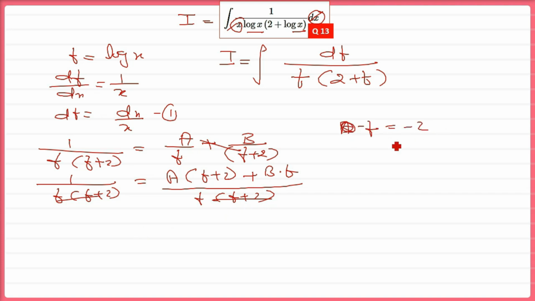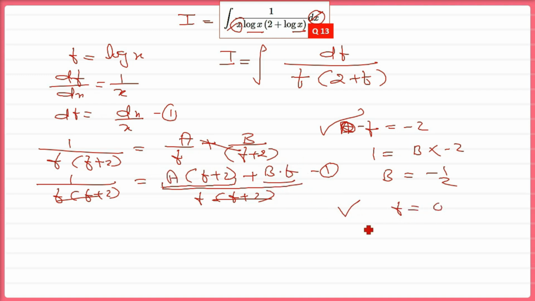For that, in order to find out these two, t equals negative 2 first we'll put. So the first term on the right hand side will become 0. Only B will come. From here to here it will vanish. So 1 equals B multiplied by negative 2. From this B is negative half. Now this is done. Coming to the second constant, if you put t equals 0, the second term of the first equation will become 0. So now place t equals 0 everywhere on the left hand side and right hand side. A became 1 by 2.